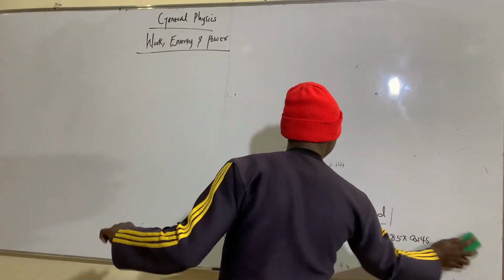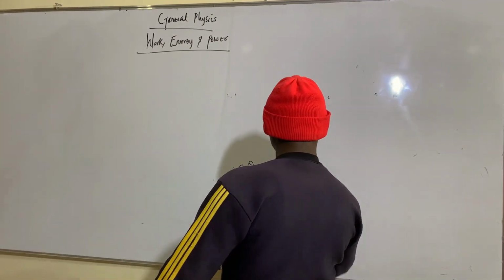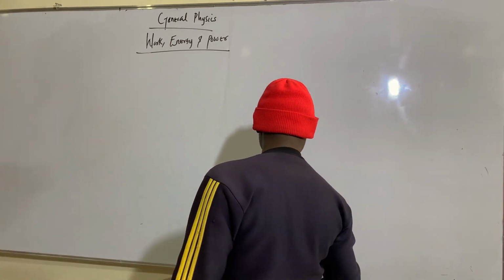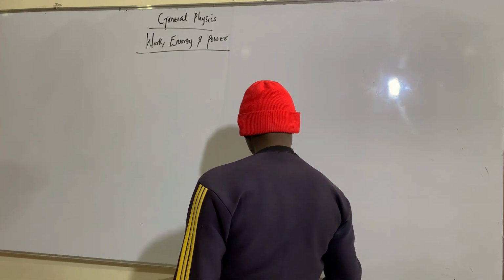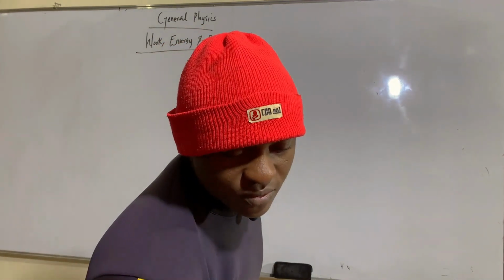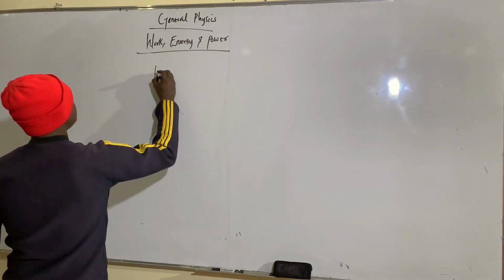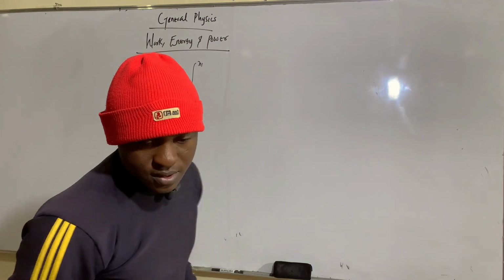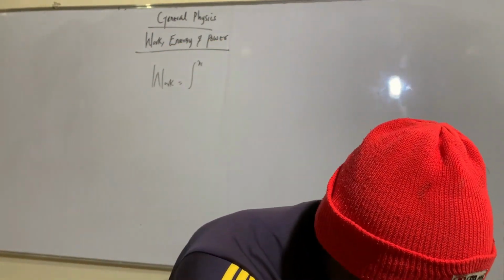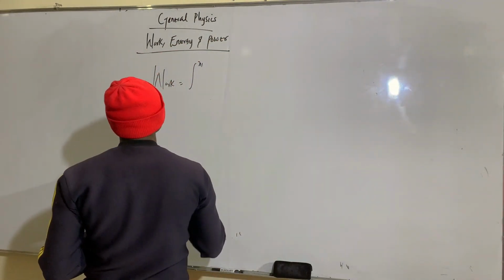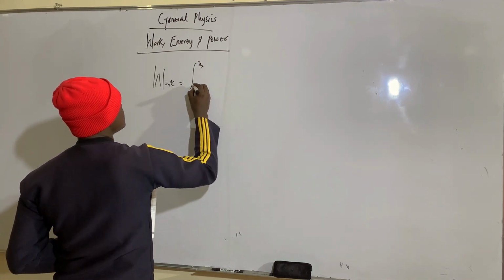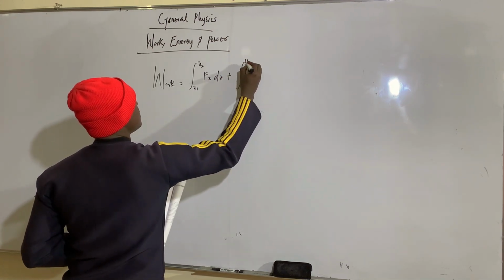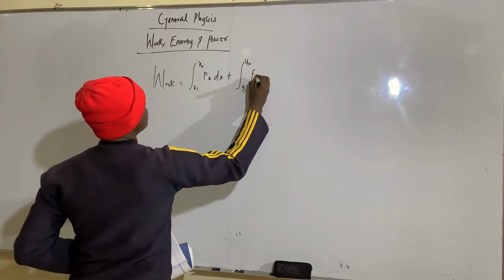So for that, let's see how we're going to make use of that approach. If you have to find the work done, and it's given in form of integrations, we also have that one too as well. It's simple and straightforward. So that one is given as this. Work done, if it's a common form of integrations, is equal to the integral from x1 to x2 of f of x dx plus the integral from y1 to y2 of f of y dy.